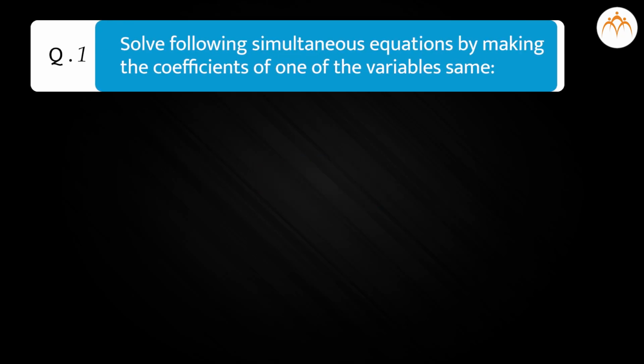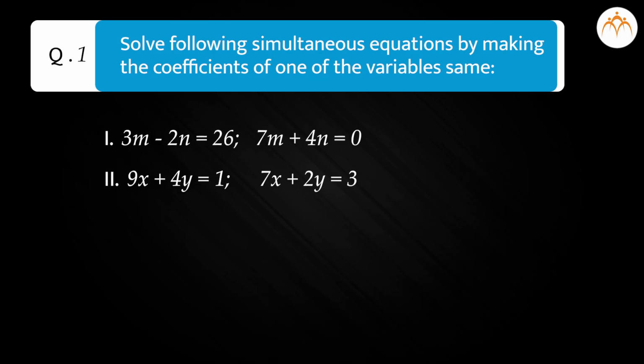Exercise. Solve the following simultaneous equations by making the coefficients of one of the variables same. 3m minus 2n is equal to 26 and 7m plus 4n is equal to 0. 9x plus 4y is equal to 1 and 7x plus 2y is equal to 3.